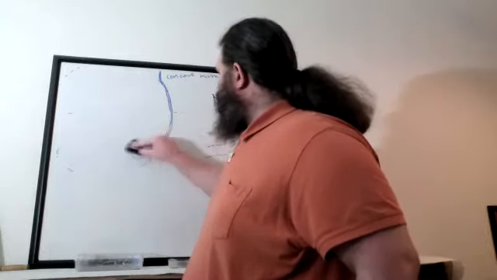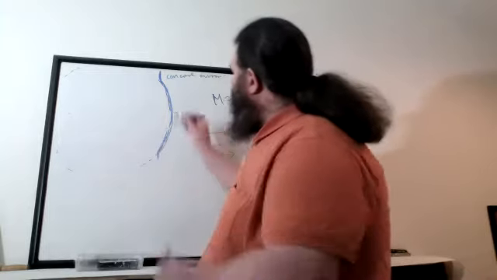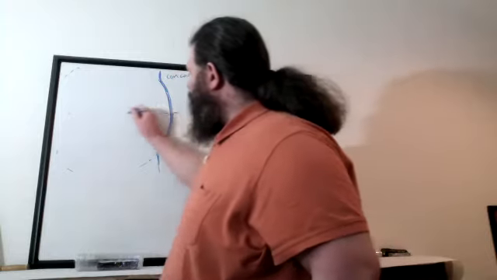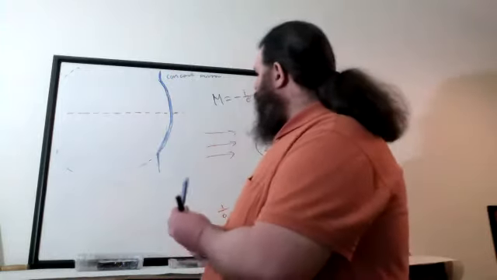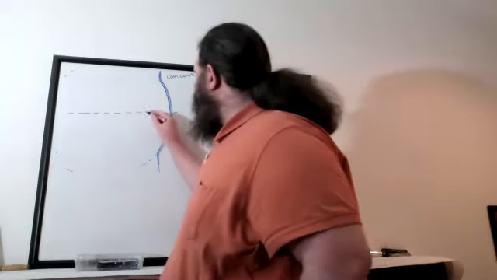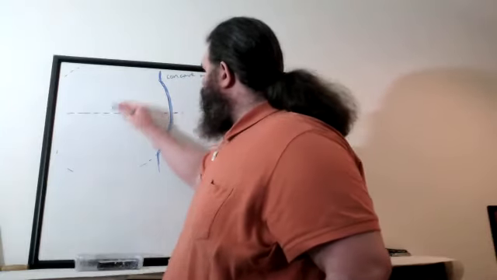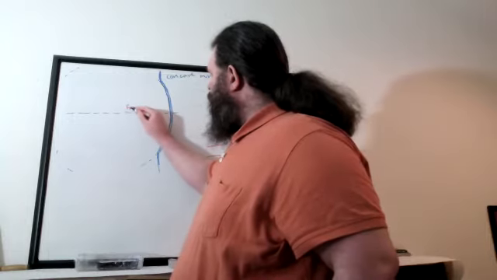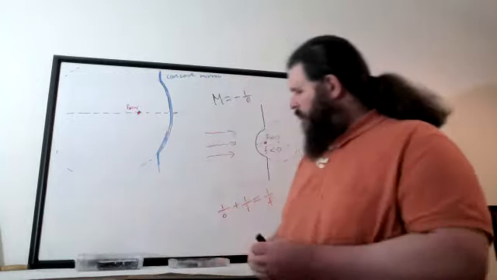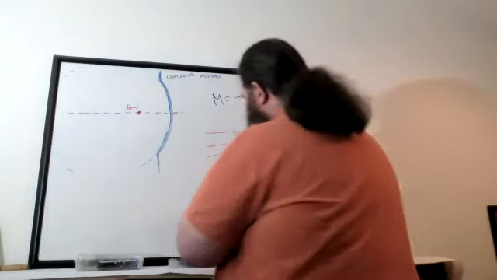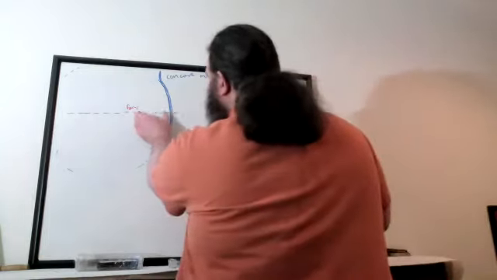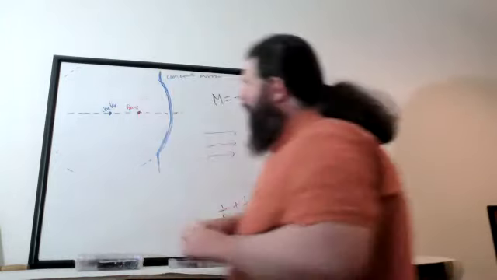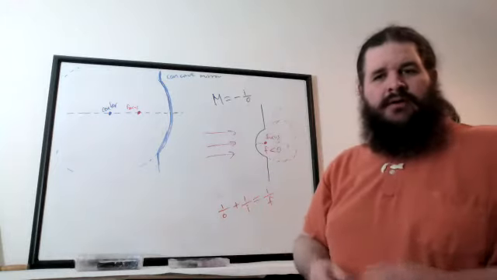So same concave mirror, same optical axis, same focal length, wherever that was. Yeah, something like that. And then if we need it, the center is just going to be twice that far out. But this time, let's put the object closer.